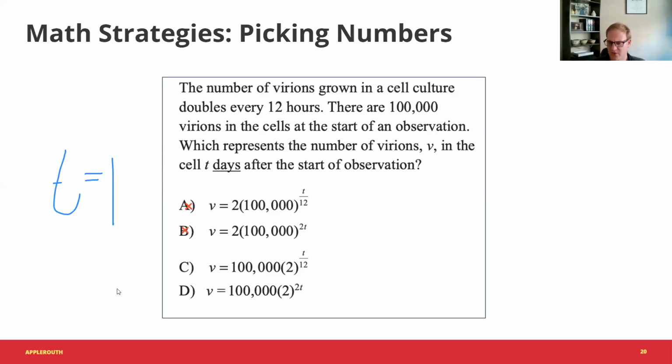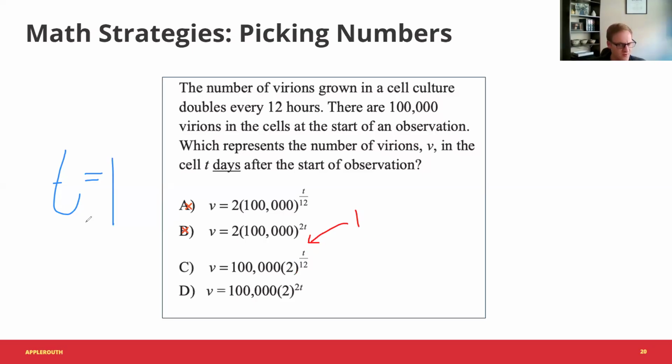This says we start with 2 and grow by a factor of 100,000, so those aren't right. If I plugged in 1 for t right there, then you get 1/12, and that says that in 1 day, it doubles 1/12, meaning that it would actually take 12 days for it to double.